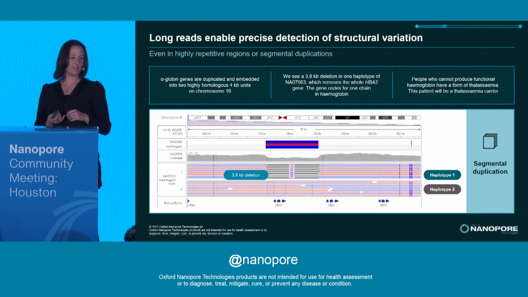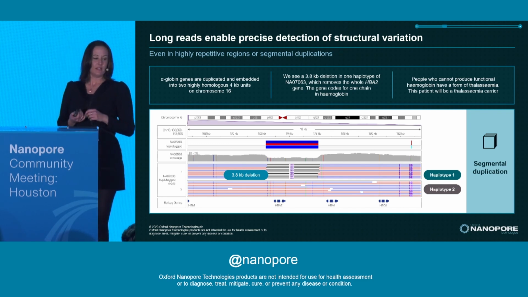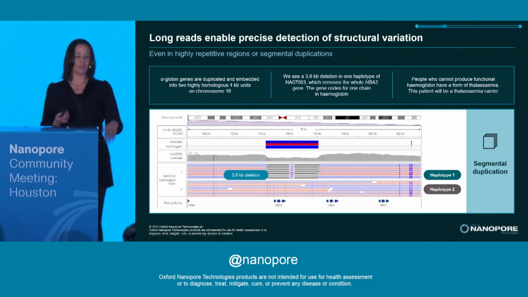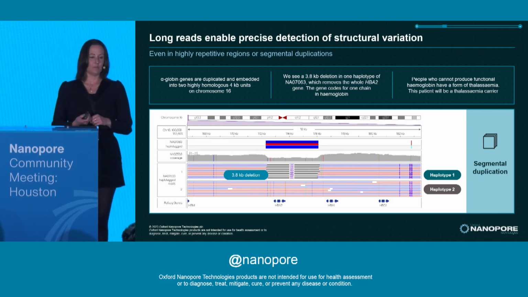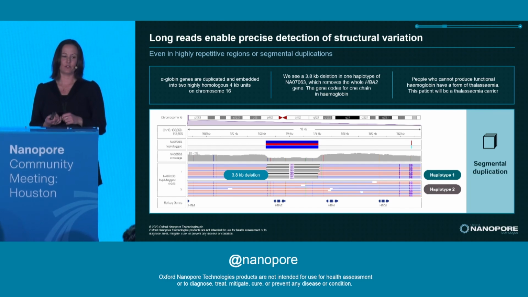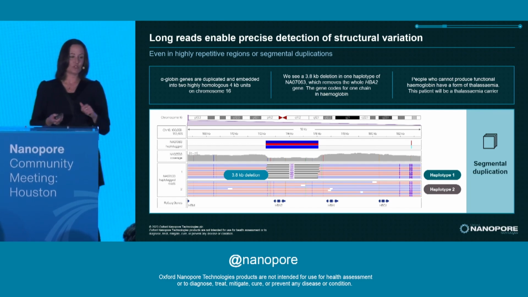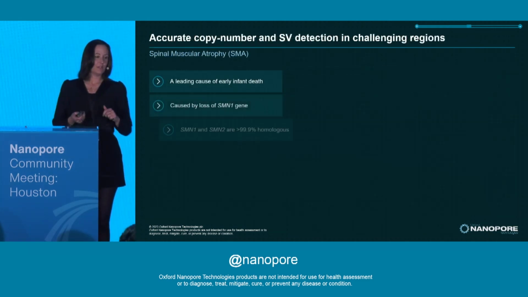and can therefore be very difficult to detect with short reads. Here, however, we do see this deletion very easily, and we can phase based on both the deletion itself, but also on the other SNPs that are in there. And this person is then a carrier of thalassemia. Not all structural variation is this trivial to do with nanopore sequencing, but we can still do them.